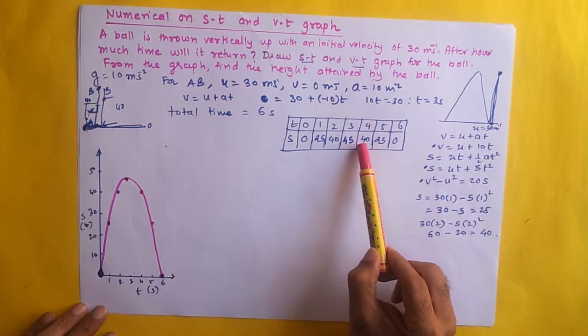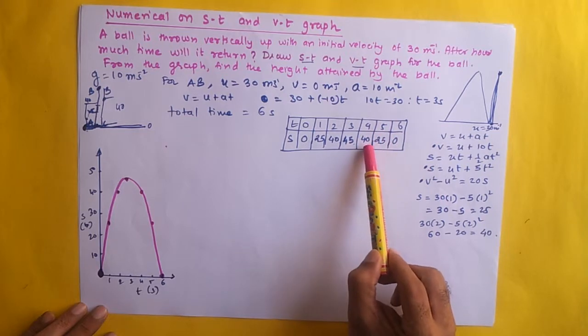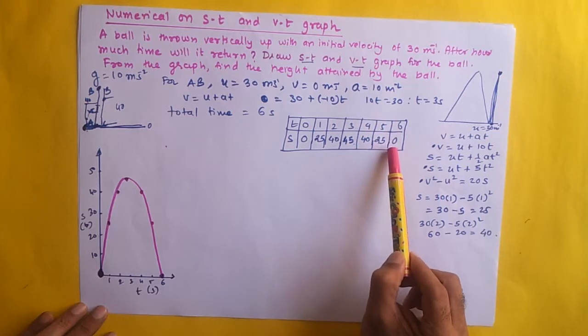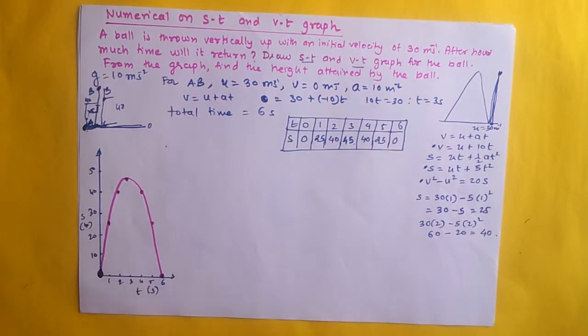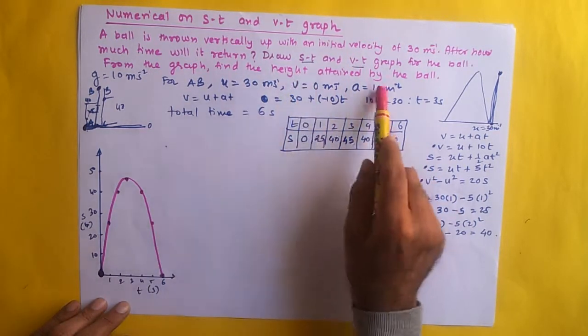And from here onwards, when it starts going down, the speed increases. In the first second, it covers 5 meters. In the second second, it covers 15 meters. And in the last second, it covers 25 meters, because as it keeps on coming down, the velocity keeps on increasing. So this is how you would plot an S-T graph. In the next part of the video, we will look at plotting the V-T graph and then finding out the height attained by the ball.